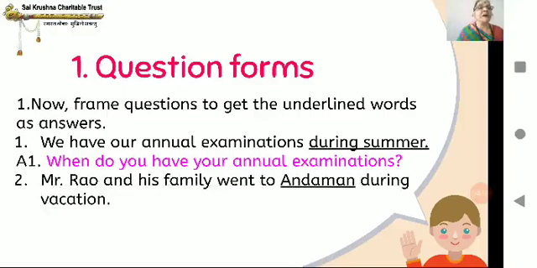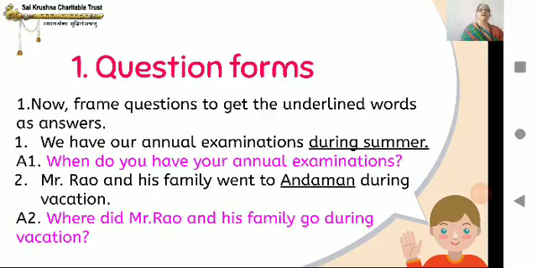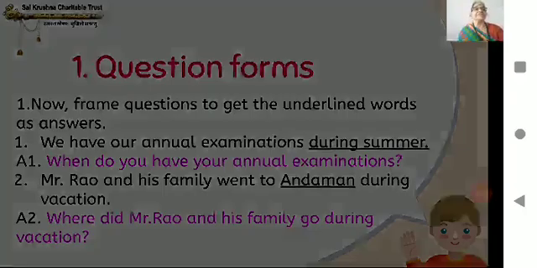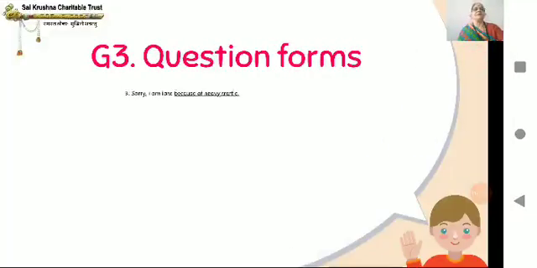Mr. Rao and his family went to Andaman during vacation. So what is underlined here? Andaman. Can anybody make a wild guess? What? No. How? No. Yes. Where did Mr. Rao and his family go during vacation? And your answer is, they went to Andaman. Went becomes go in the question. Go in the question becomes went in the answer. Look at the third one.